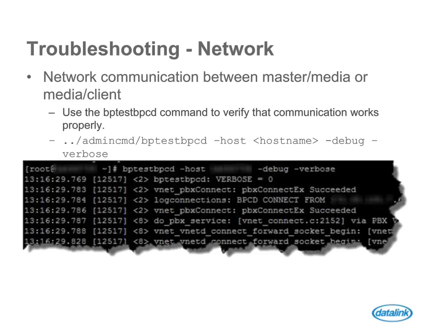As I said earlier, when you get into a disaster recovery test, network's going to be one of the big things that you're going to be troubleshooting. And the one command I've found that works the best for me is called bptestbpcd. You specify the host name, and I use the -debug as well as -verbose. It gives me the full log output and everything that's going on with that communication, whether it gets hung or what kind of issues are going on there.